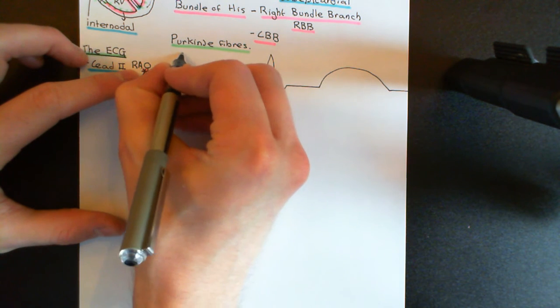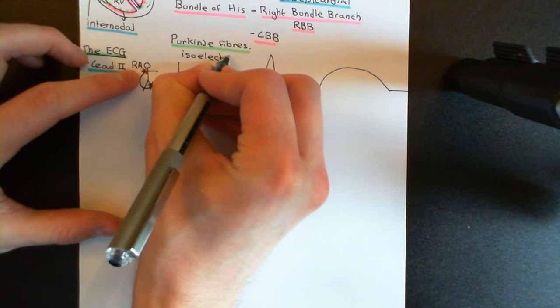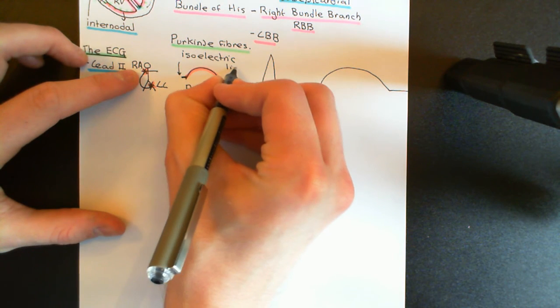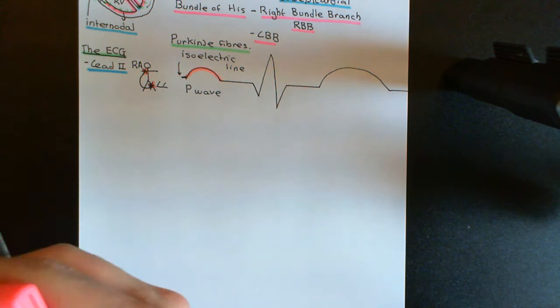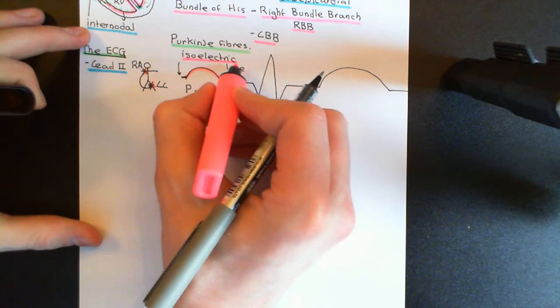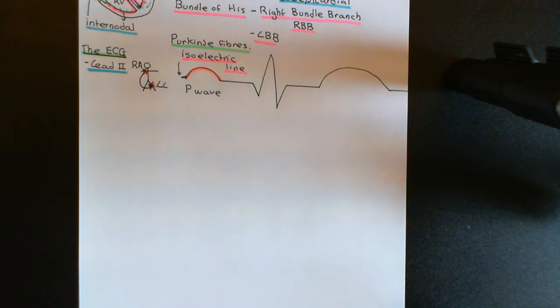So here, this is actually called the isoelectric line, when the 2 points where the 2 electrodes are have the exact same electrical potential, so there is no electrical potential difference between the 2. So here the answer is 0, the voltage between the 2 is 0. Now when the sinoatrial node sends out action potentials, because the electrical signal is propagating through the atria, it's going to change the electrical potential at these 2 points.